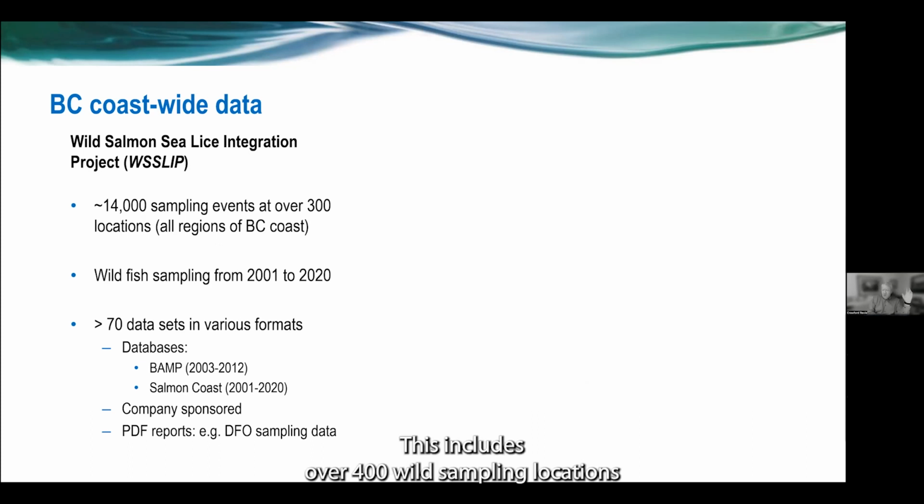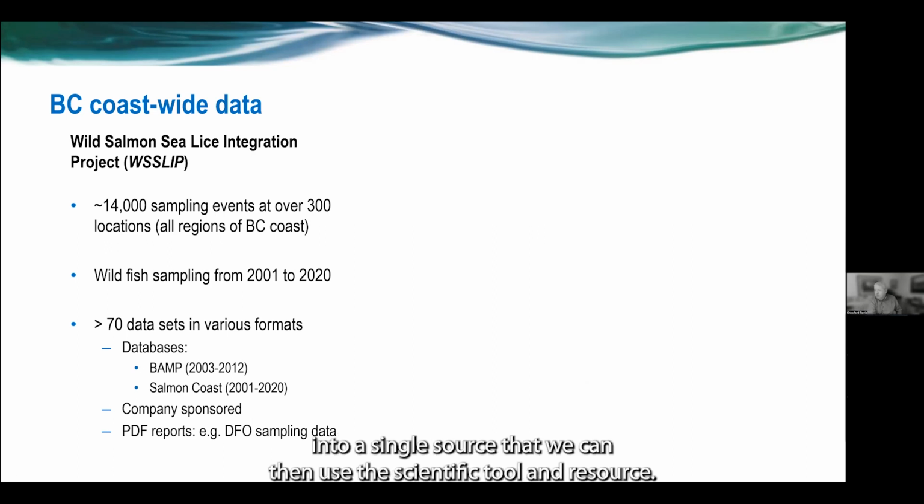This includes over 400 wild sampling locations right up and down the BC coast. And in addition to the data that's created, for example, by company-sponsored counting, we also have some specific projects, the BAMP project back in the 2010 to 2012 timeframe, and data from NGOs such as the Salmon Coast and the Cedar Coast out on the west coast of Vancouver Island, incorporating all of these different data sets into a single source that we can then use as a scientific tool and resource.